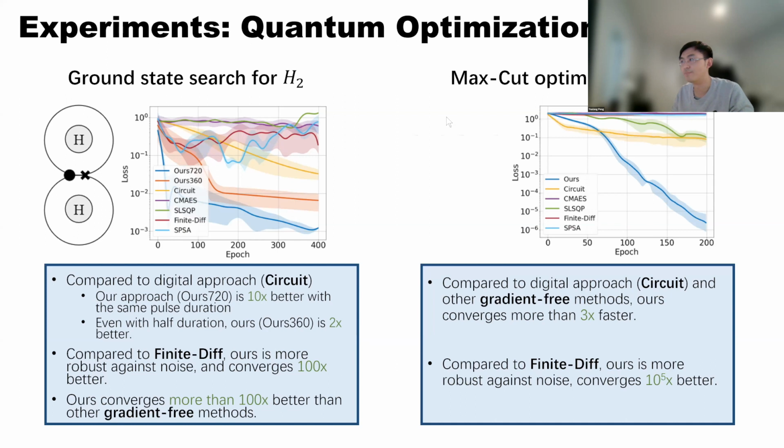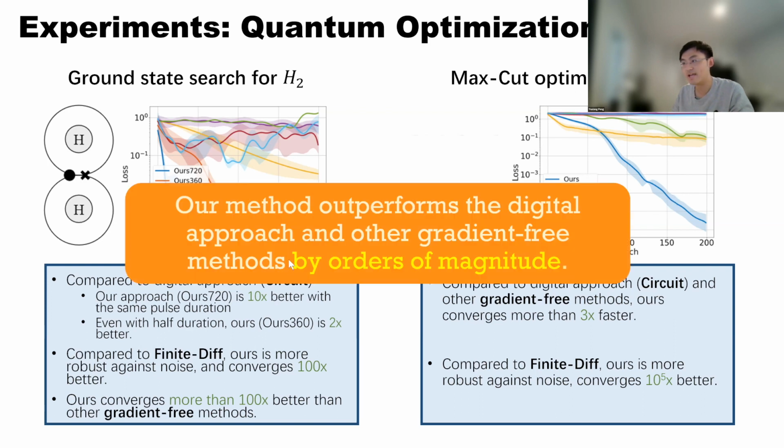We can also apply this to the max cut optimization problem for a cycle graph. The figure is missing here, but it's fine. Still, our result is better than the circuit ansatz and other gradient-free methods by a significant magnitude. So we say that we outperform the other state-of-the-art algorithms and approaches by orders of magnitude.